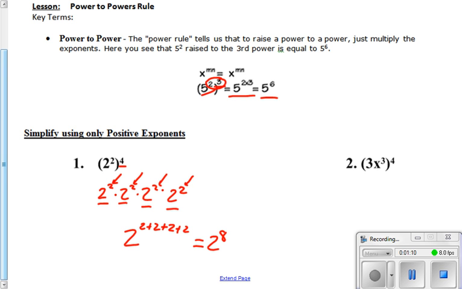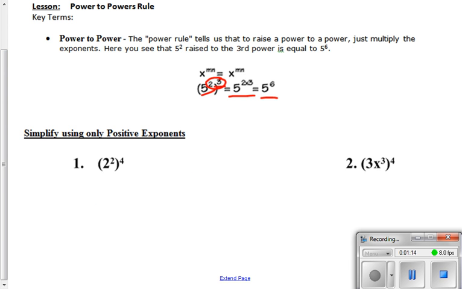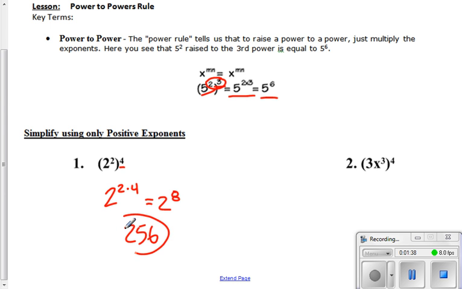Since you know the power to power rule, it would be much more efficient knowing that power to power you simply multiply. So you have 2 to the second power. It's raised to the 4th power, so we'll multiply by 4, giving us 2 to the 8th power. Much more efficient than the previous way. And then we could go ahead and compute 2 to the 8th power, giving us 256.